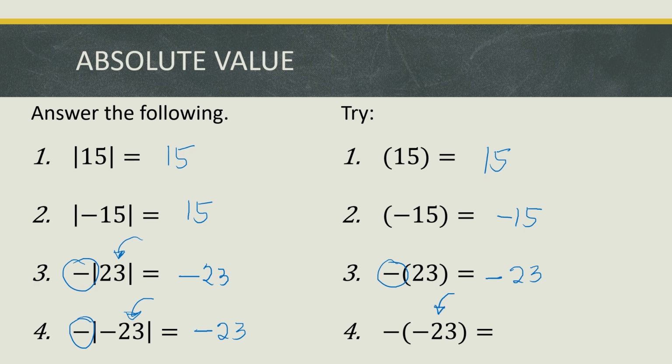On the last part, negative 23 is inside the parentheses, so the answer is negative 23. Then we need to get the opposite of the negative 23. That will give us a positive 23. And that is the difference between the parentheses and the absolute value symbol.